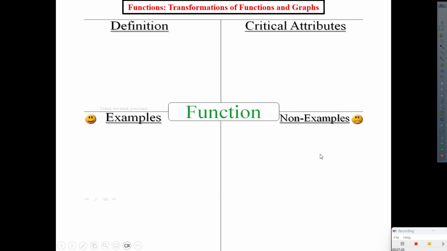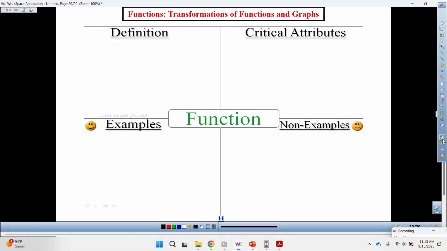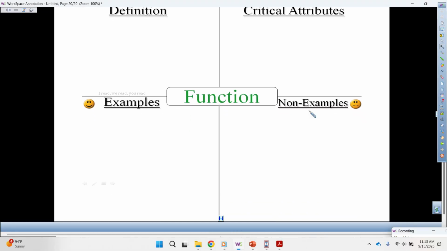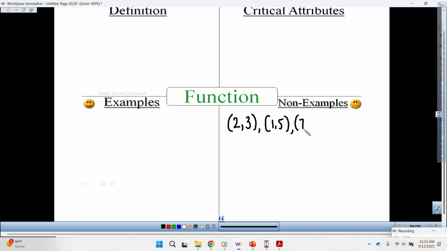So, with that said, look up to the screen. Don't copy this. By now we know what functions are. Now you are experts at this. So let me show you a non-example. 2, 3; 1, 5; 7, 11; 7, 11; and then 1, 9. Tell your neighbor why this is not a function. Talk it over with your neighbor.